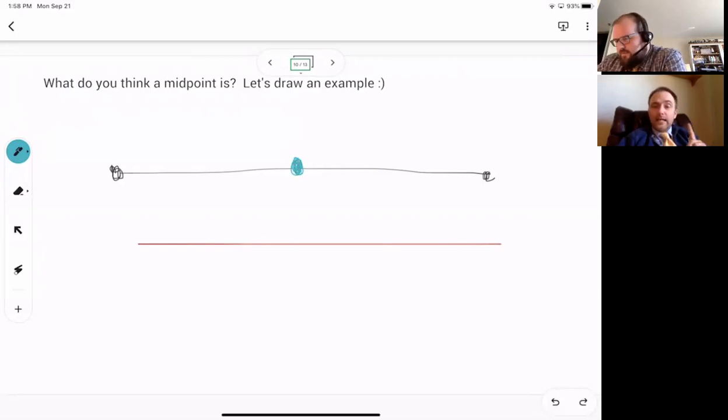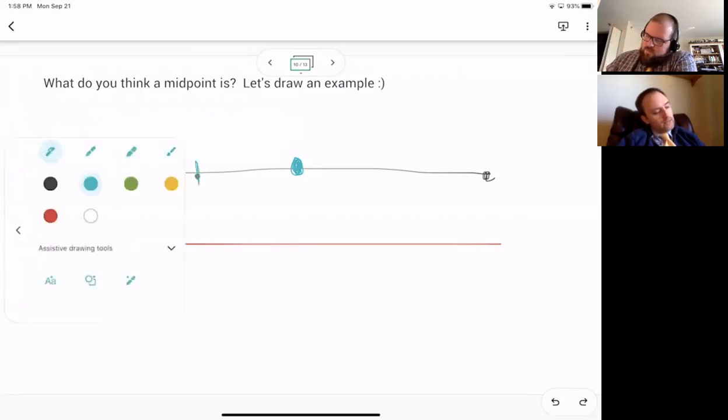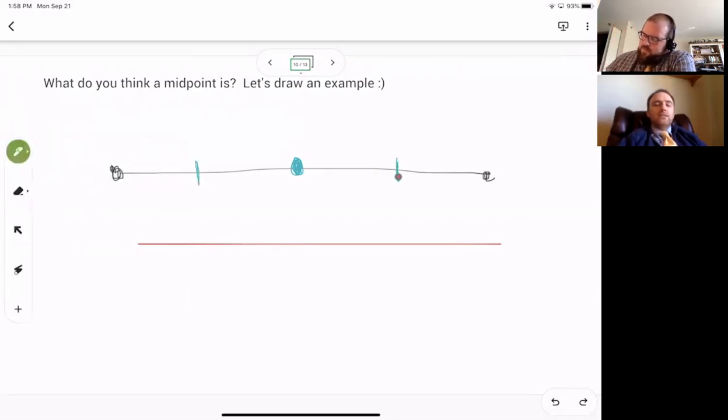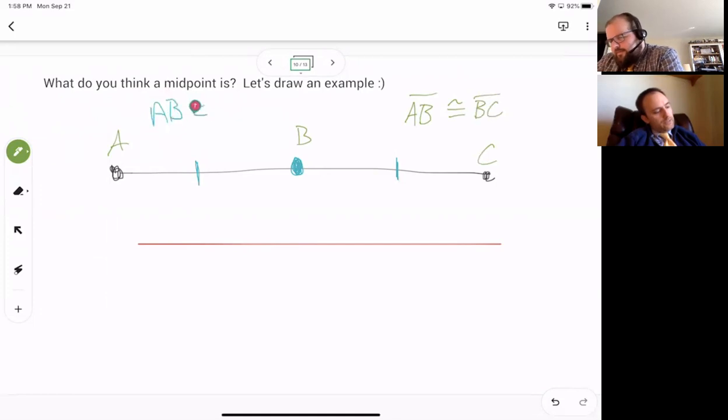Now you can tell yourself it's a midpoint by using these fancy little marks. If you put a mark there and a mark there, that says that those two pieces are equal or congruent. So if this was like ABC, we could say that segment AB is congruent to segment BC. You could also say AB equals BC if we're talking about equality.